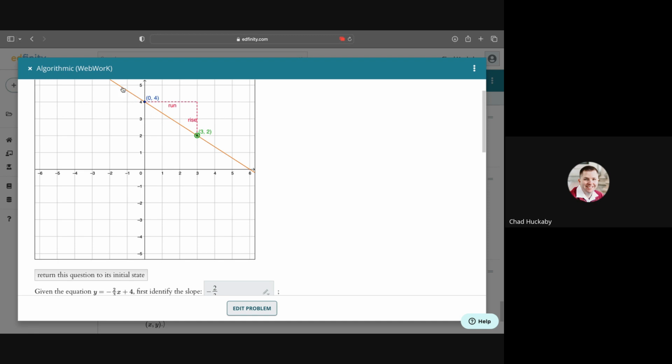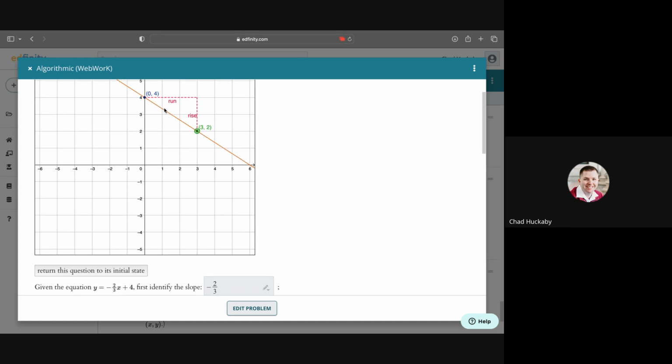And again, going down from left to right is negative slope, so negative 2/3. So down 2 in the y direction and over 3. Does that make sense? Yes. Other questions?